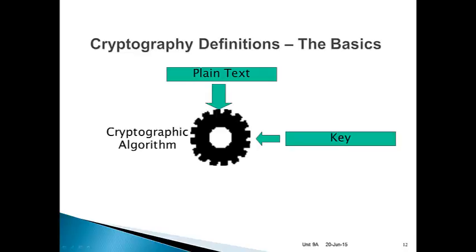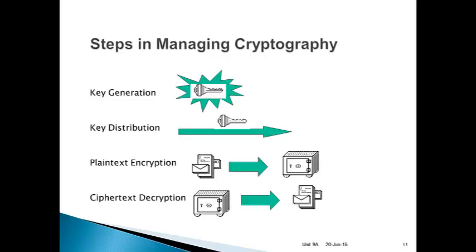Remember, the key has to be secret. The algorithm, you don't rely on the secrecy of the algorithm for the security of this. The end result is you have ciphertext. It's just a machine. You shove plain text in one end, add a key, and out the other end comes the ciphertext.